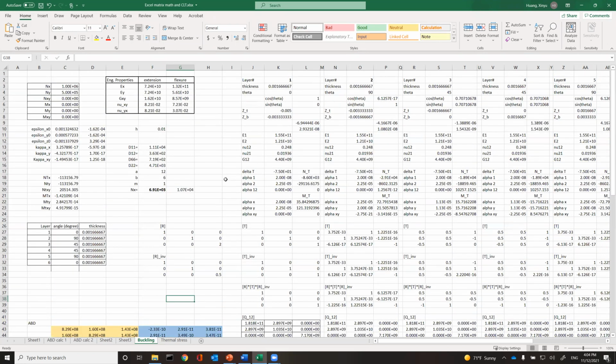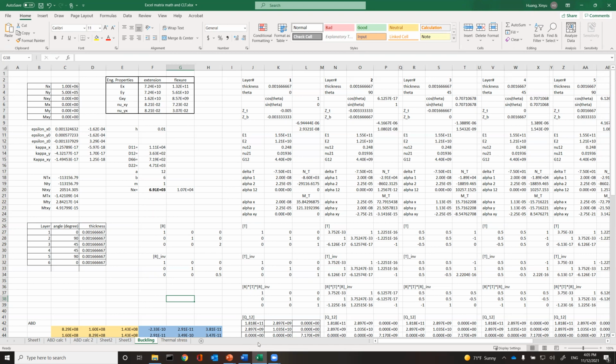Okay, I want to basically run through an example with numbers on the thermal stress calculation. And then you can use this set of data to calibrate your code.